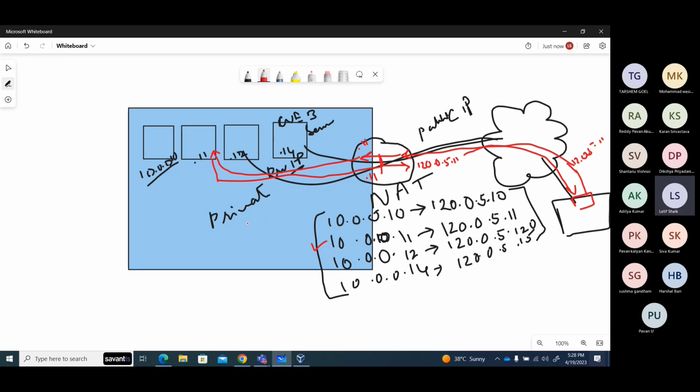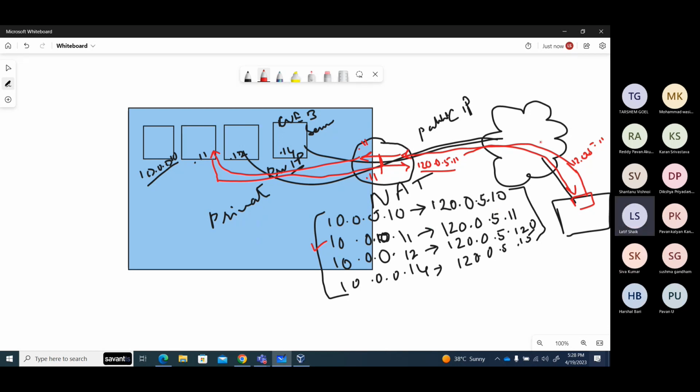Okay, this is how it is going on. When it is outside, it goes with the public IP, the mapped public IP. Outside people know only this public IP, not your private IP.